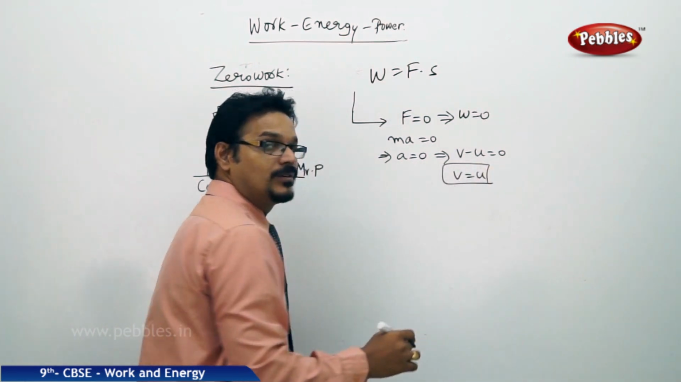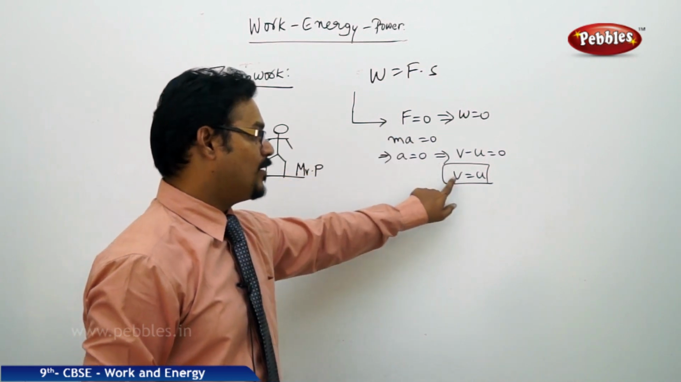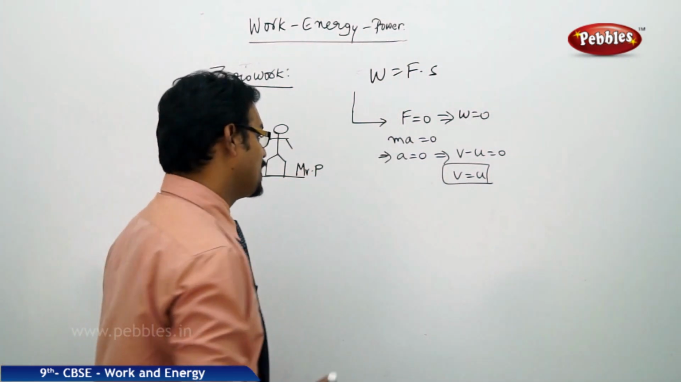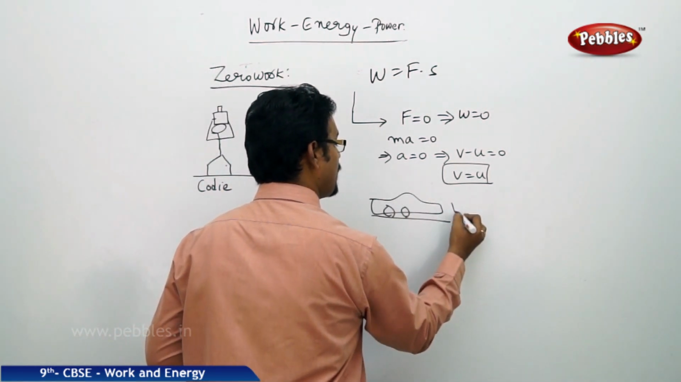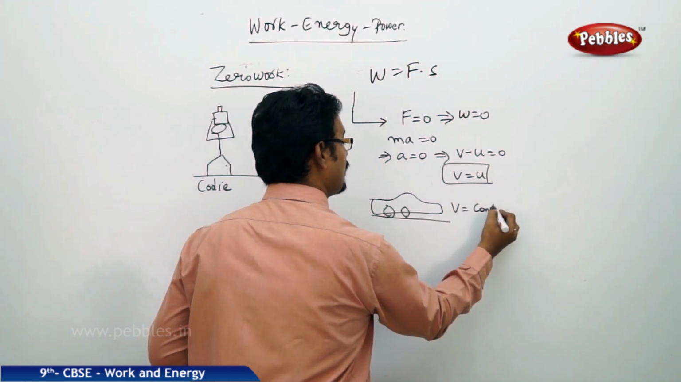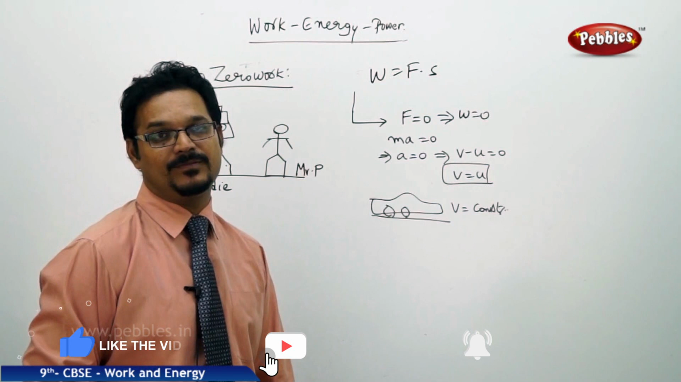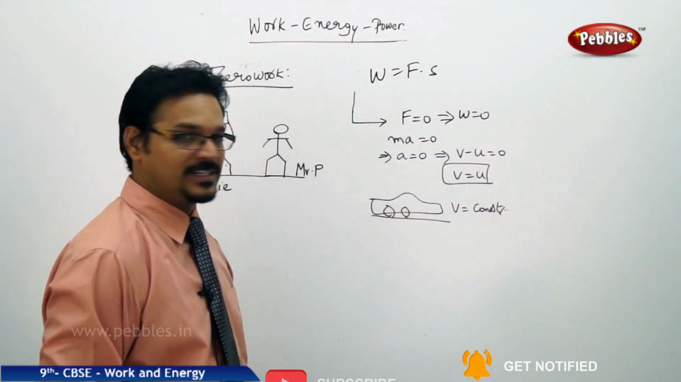So what do you understand from this? Force is 0 when the body moves with the same velocity, which is called constant velocity. So any car moving with constant velocity, v equal to constant, doesn't feel any force. Then it doesn't do any work also. So this is the first case.